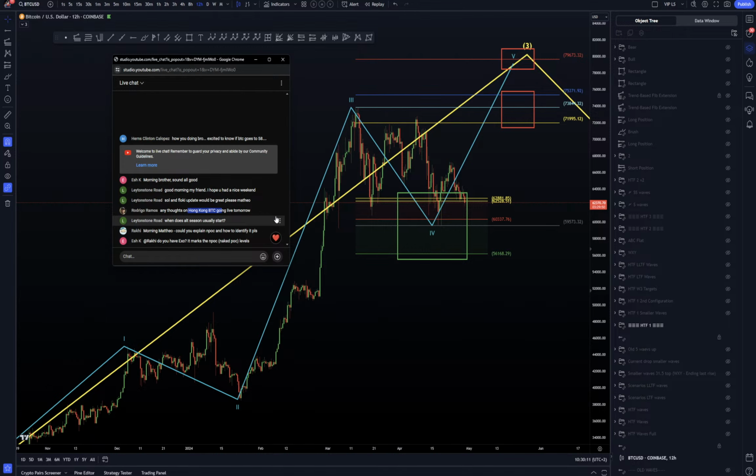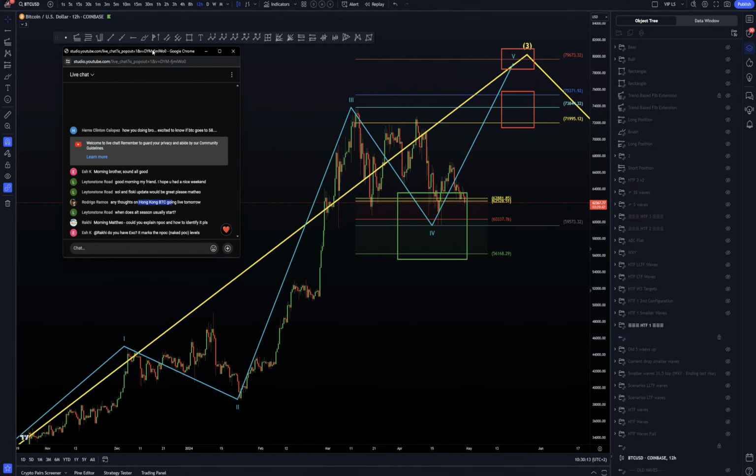When does alt season usually start? Well, it depends. But normally it's when Bitcoin is more flat like this.